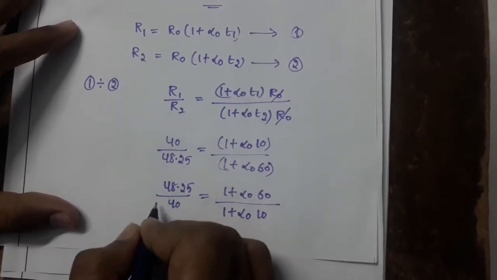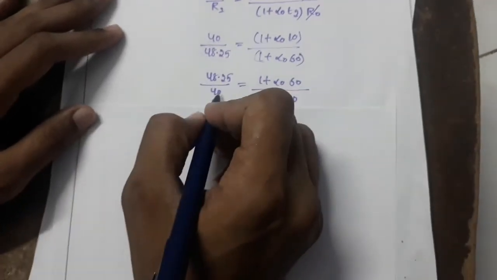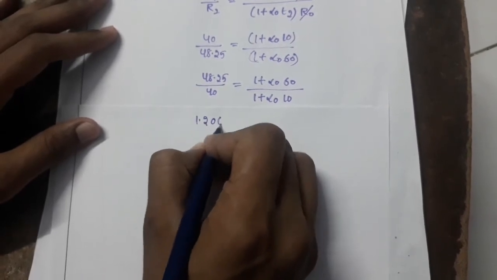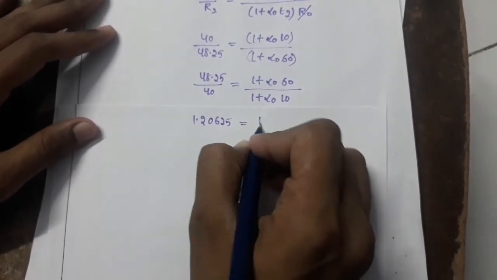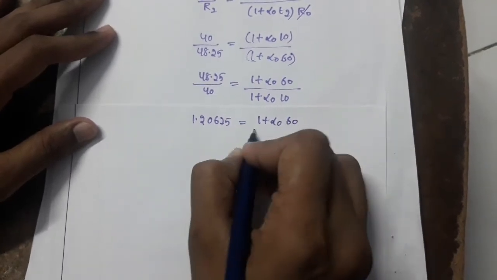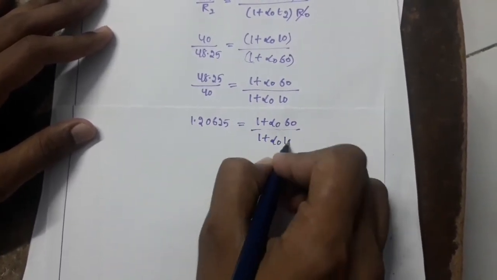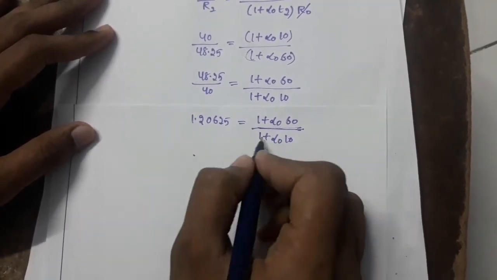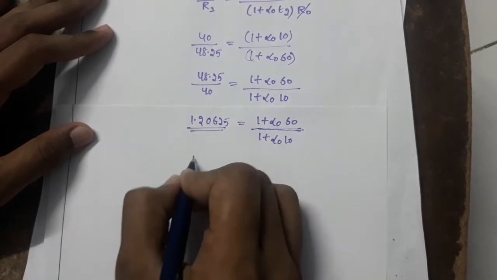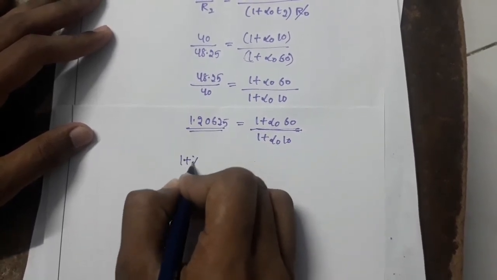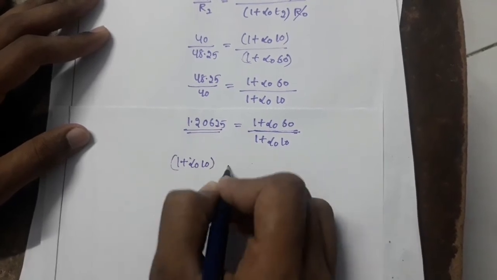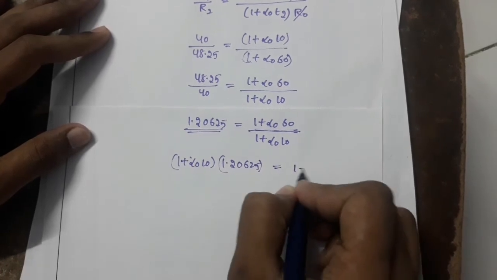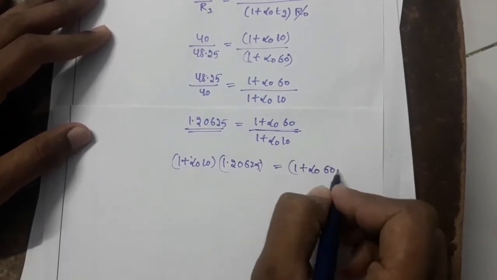By solving this we will get 1.20625, that is equal to 1 plus alpha naught into 60 divided by 1 plus alpha naught into 10. So I am multiplying this with this. So 1 plus alpha naught into 10, into 1.20625 equivalent to 1 plus alpha naught into 60.